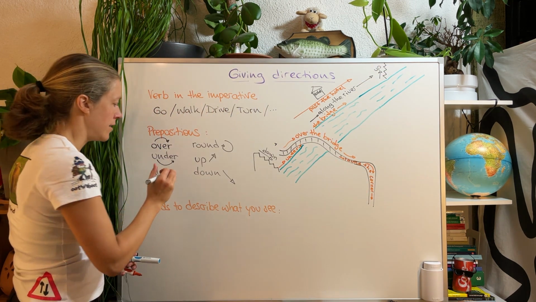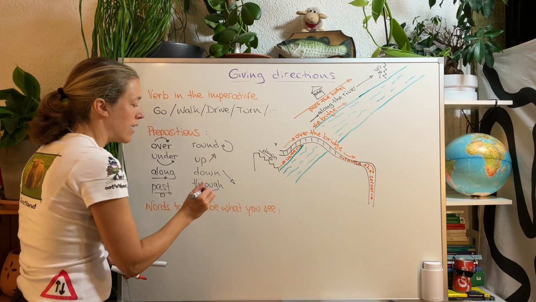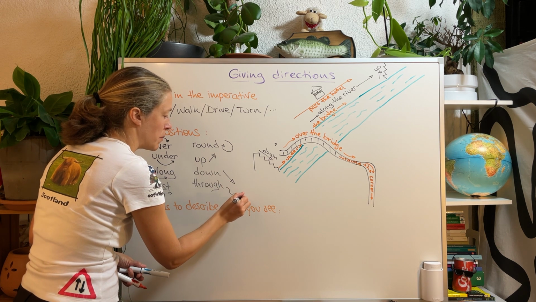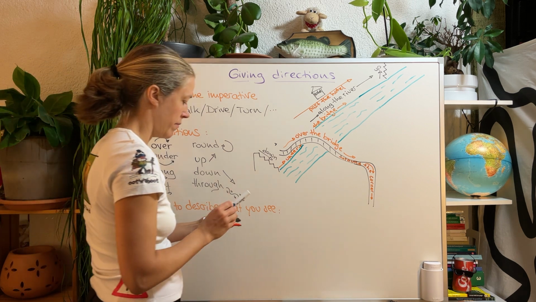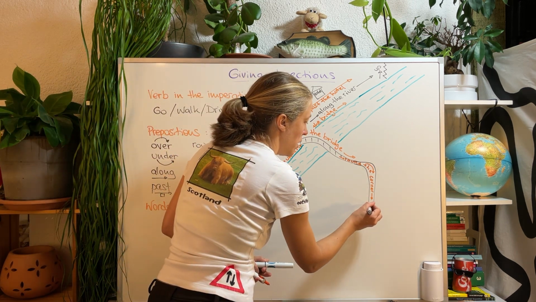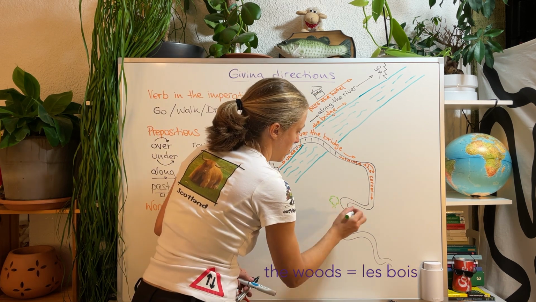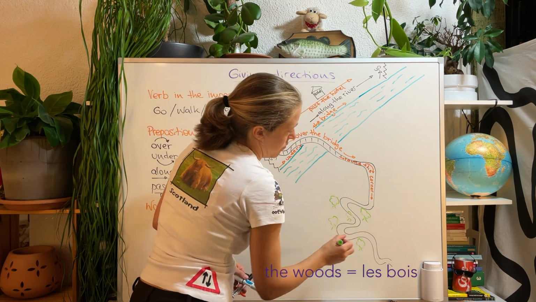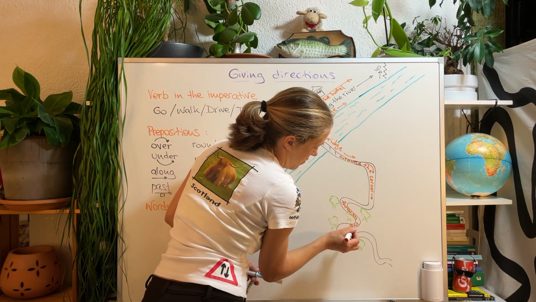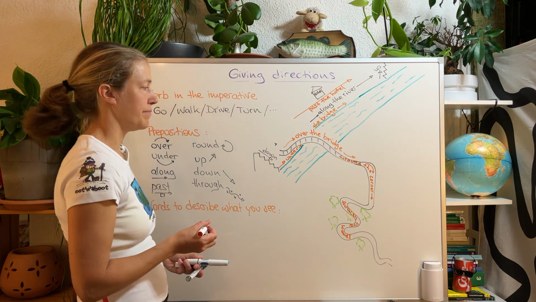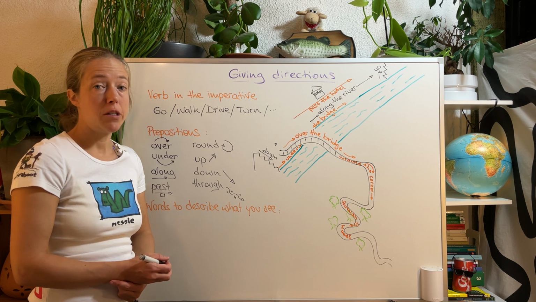And there's one last preposition. It's through. Through, c'est à travers. Vous imaginez, ça passe à travers des choses. Imagine here, the road continues. Maybe there are some woods. So you could say you go through the woods. À travers les bois.